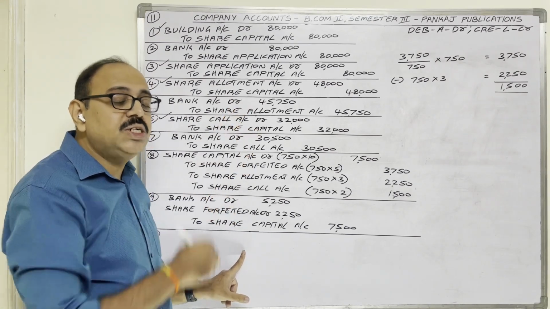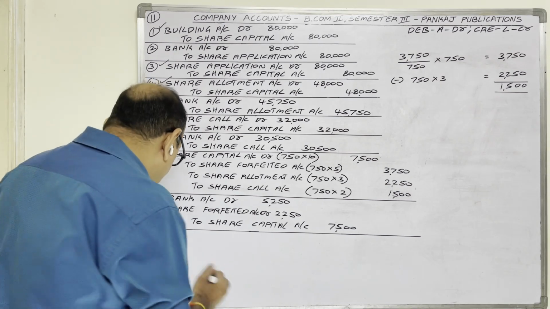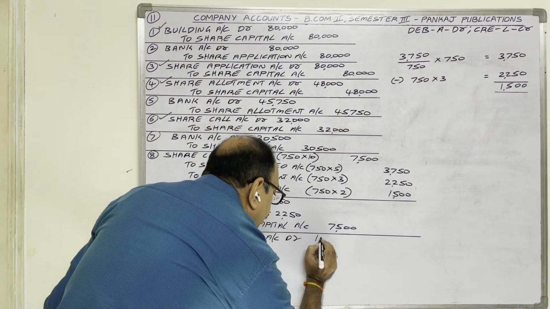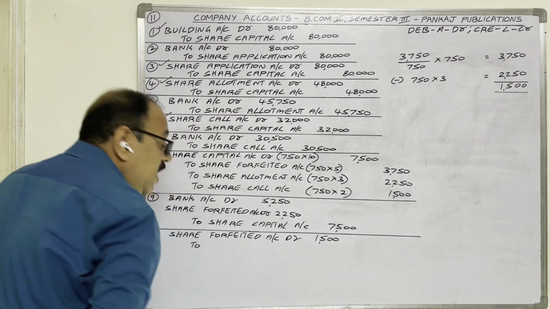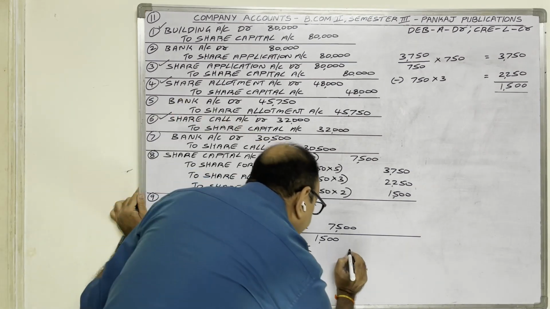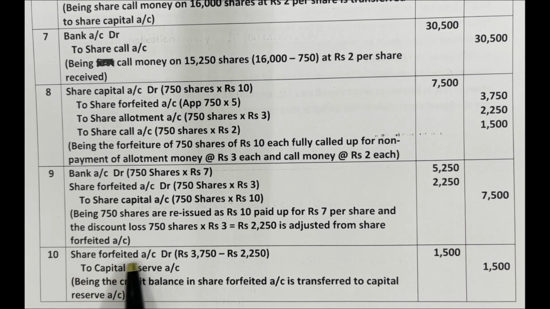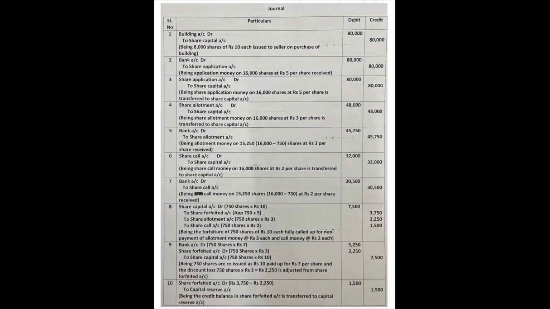1500 is credit balance in share forfeited account now. If you want to close that, you have to debit share forfeited account. Share forfeited account debtor 1500 rupees. We are transferring to capital reserve now. Therefore, credit capital reserve account. Amount same 1500 rupees. So journal is completed. 10th entry, share forfeited account debtor to capital reserve account. So the credit balance of share forfeited account we are transferring to capital reserve now. Mention that as a narration. Being the credit balance in share forfeited account is transferred to capital reserve account. Take a screenshot of journal.